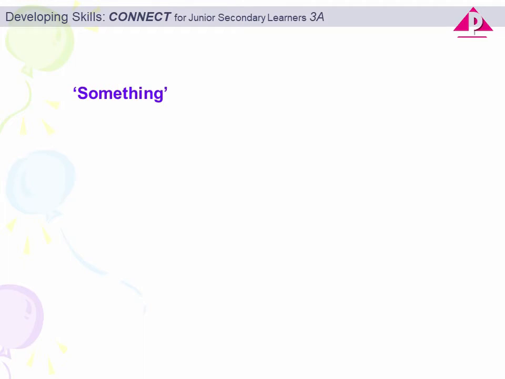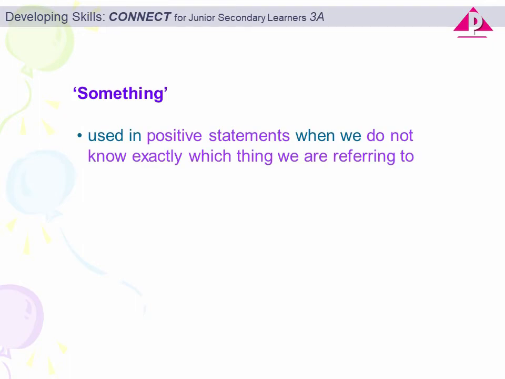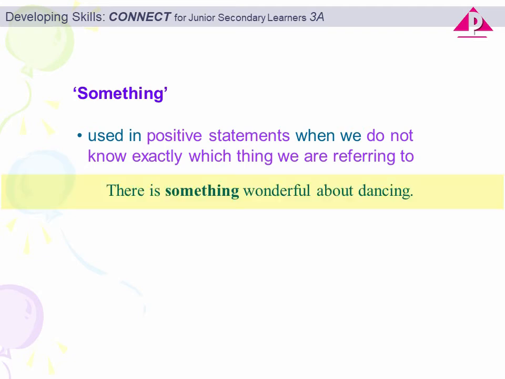Like someone or somebody, we use something in positive statements. We use it when we do not know exactly which thing we are referring to. For example, we can say, "There is something wonderful about dancing." It means we find dancing wonderful, but we cannot pinpoint what the wonderful thing is.